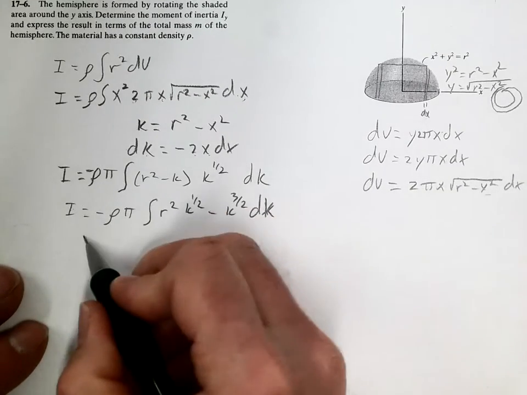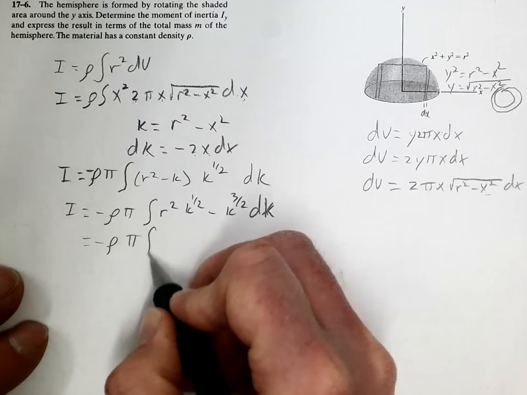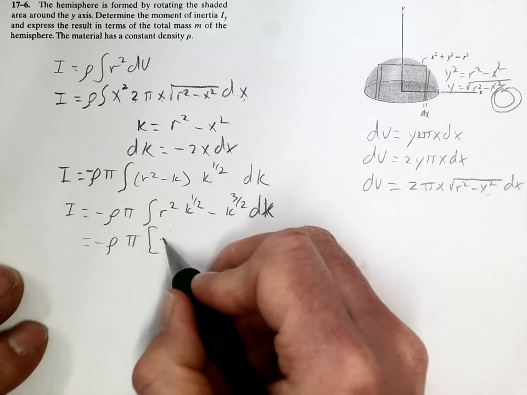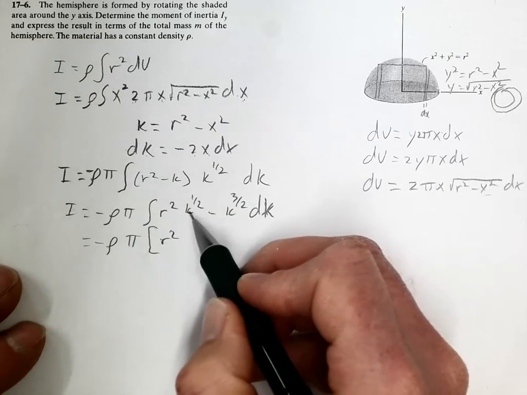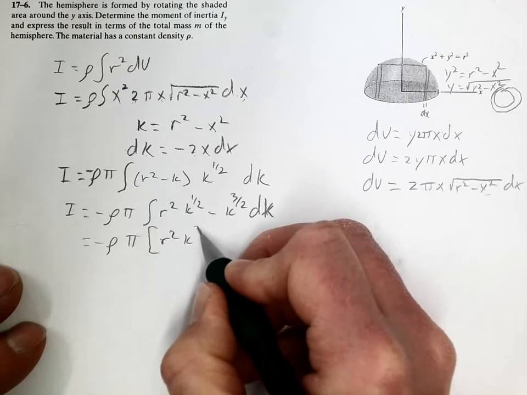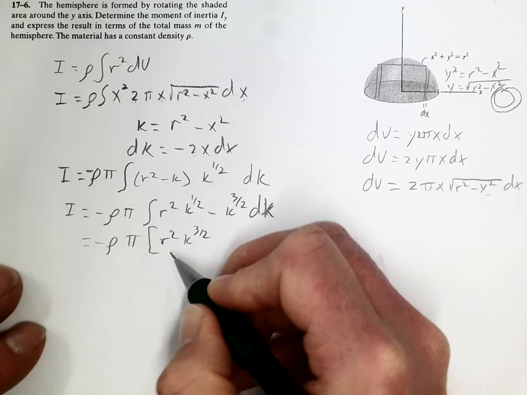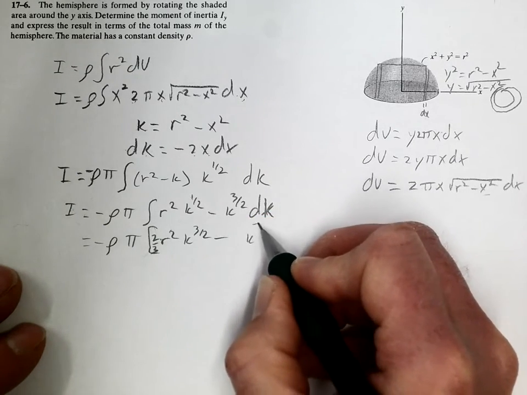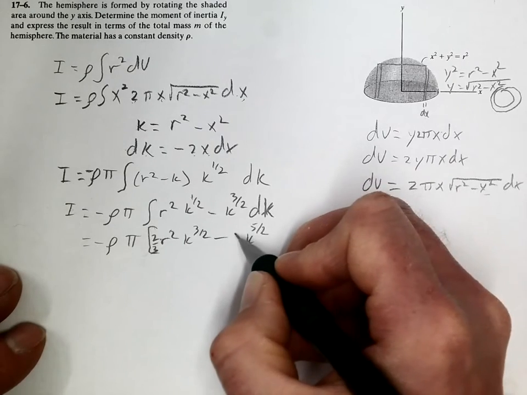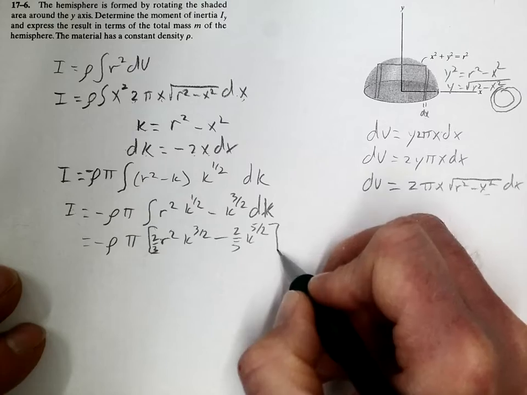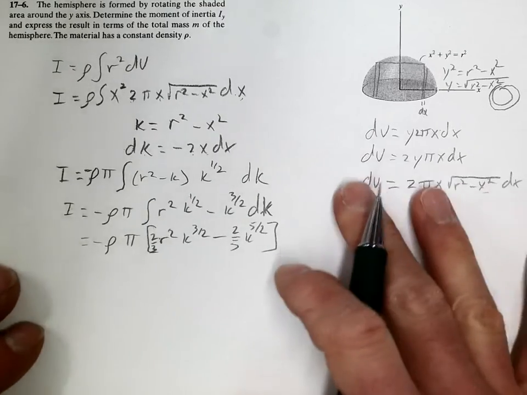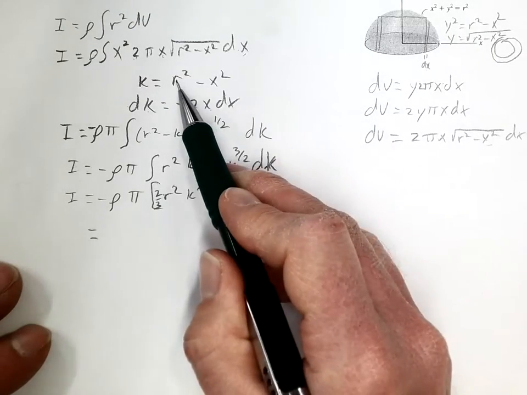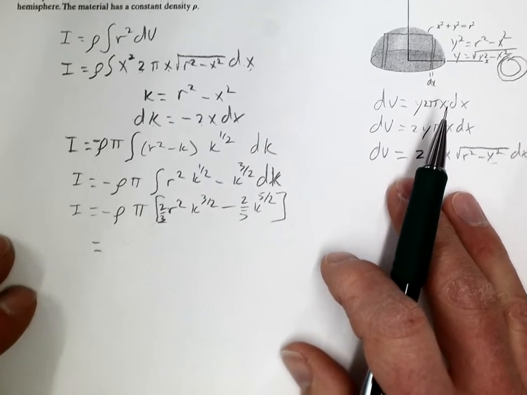Now we integrate. R squared is a constant, and k to the 1/2 becomes k to the 3/2, and then we divide by 3/2, so we could flip it upside down and make it 2/3. K to the 3/2 here becomes k to the 5/2, divide by 5/2, flipping it upside down, 2/5. Now, we don't want k, so let's replace k with r squared minus x squared.